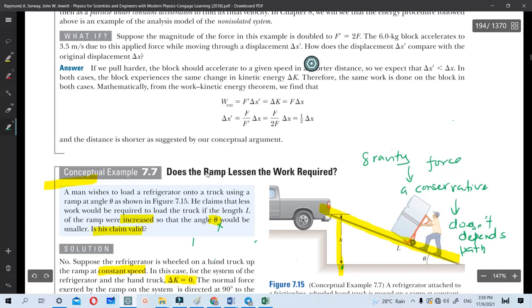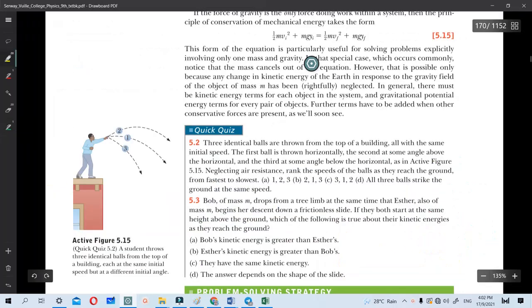For instance, just now, whether it was a longer distance or the shortest distance possible, at the end of the day, it does not depend. It only depends on the vertical height. Okay, and that is the reason why gravity force is considered a conservative force. Now, let's look at this quick quiz.